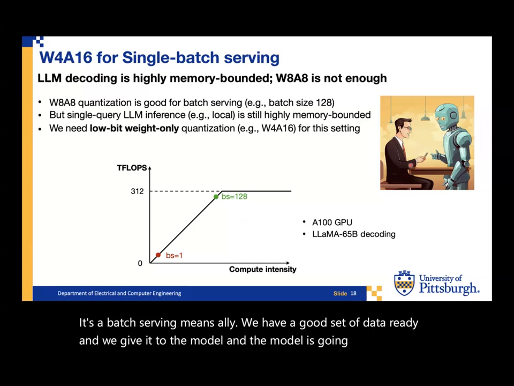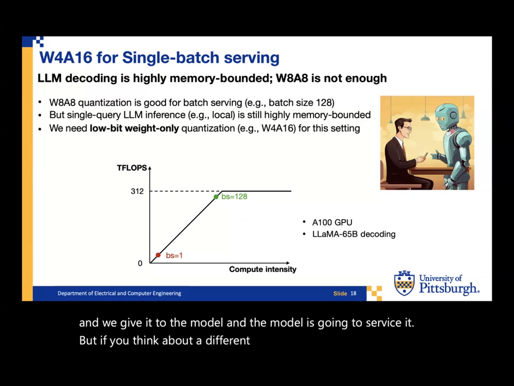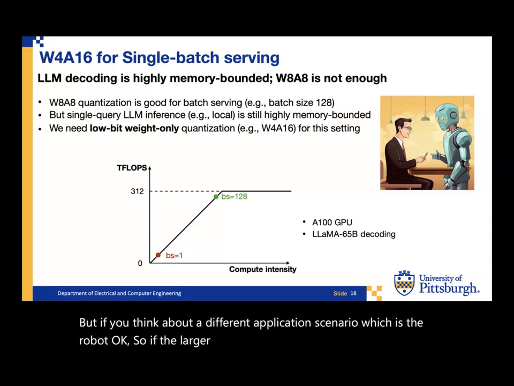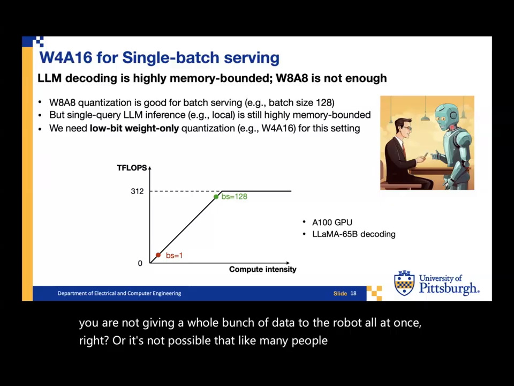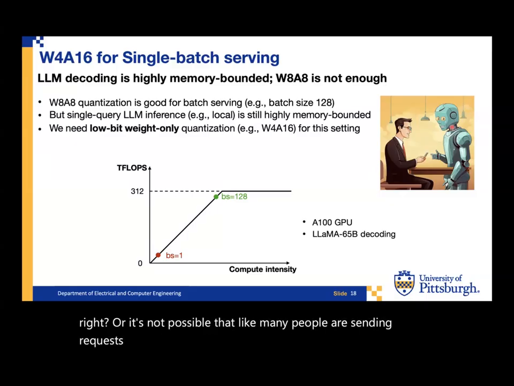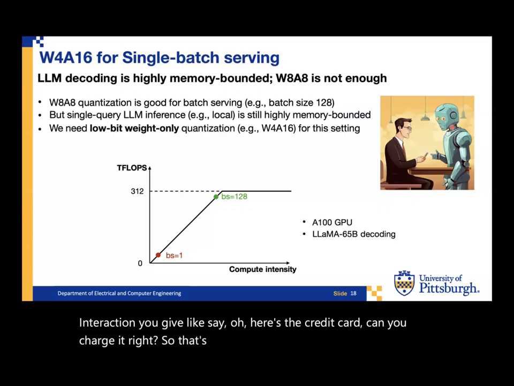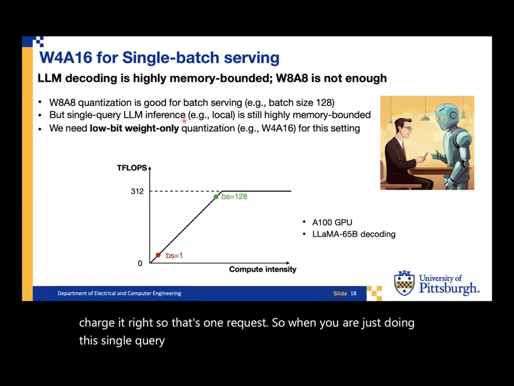But if you think about a different application scenario, which is the robot, okay? If the large language model is running on the robot, you are not giving a whole bunch of data to the robot all at once, right? It's not possible that many people are sending requests simultaneously to this robot. Usually it's a one-to-one interaction. You say, oh, here's the credit card, charge it, right? So that's one request.